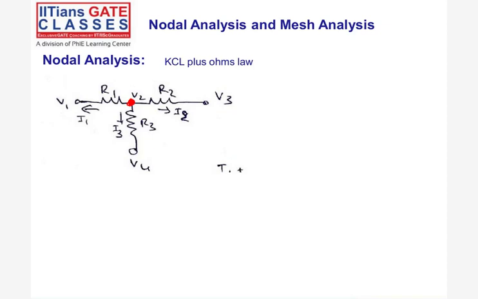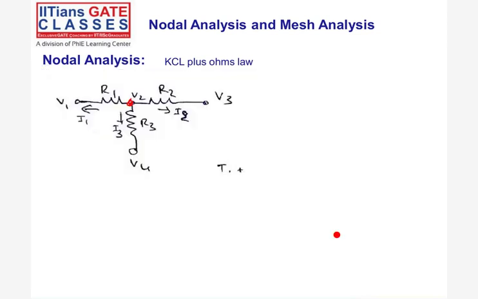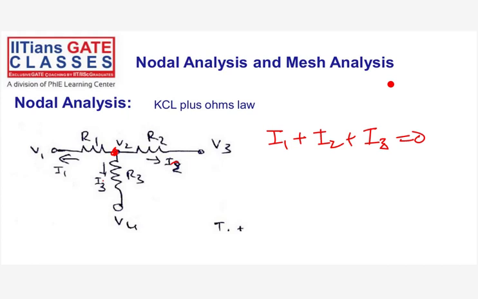So tell me current I1 in terms of node voltages V2 and V1. If the current is in this direction, the voltage at this node must be greater than the voltage at this node. This is the assumption. If this assumption is wrong, I'll get a negative current. But you always follow one reference: always take the leaving currents and write the node equations with respect to the leaving currents.